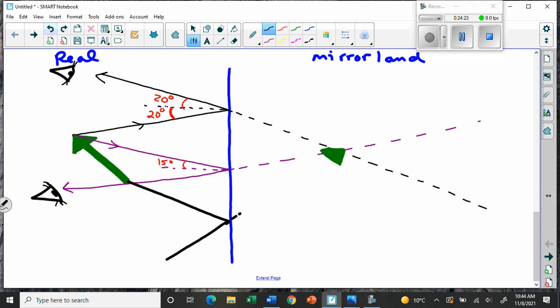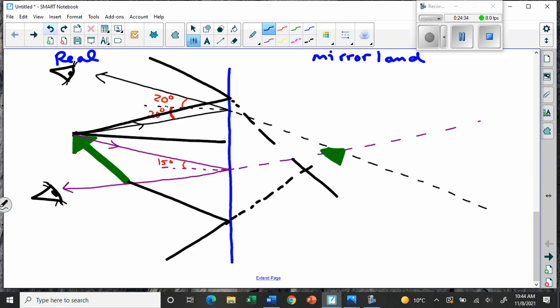This would go like that. And then this other one, I could do it here. And then it would go up like that, and it would appear to come sort of through there. And then I could go here, and I could go here and back, and it would appear to come through there.